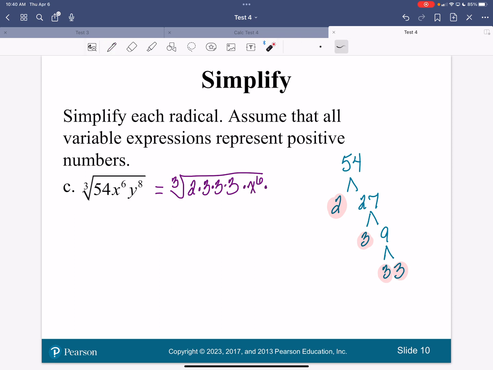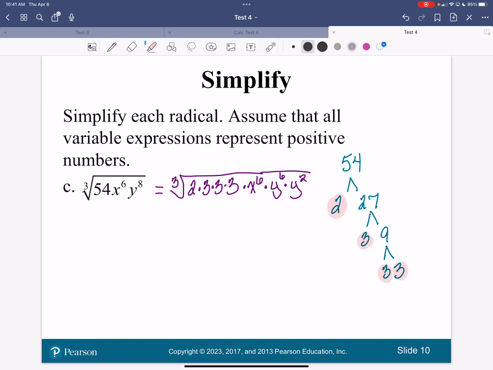Okay. Is this a multiple of 3? It is not. What is the largest multiple of 3 in 8? 9 is too big because it goes over 8. 6. So then I'm going to have y to the 6th, and then I have how many left over?